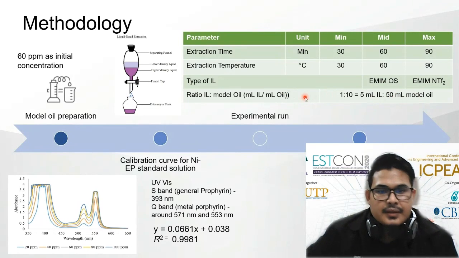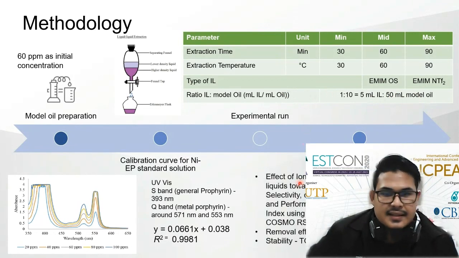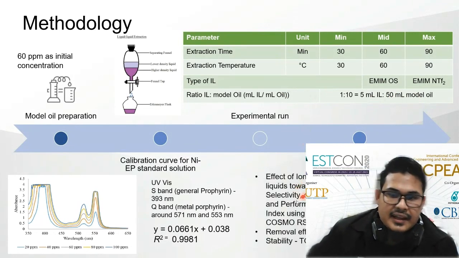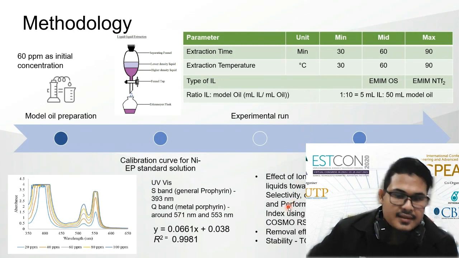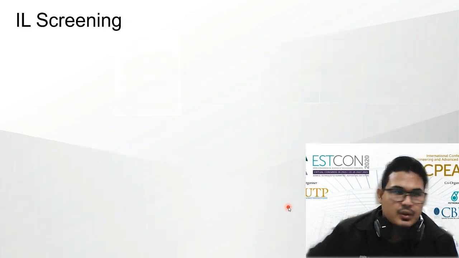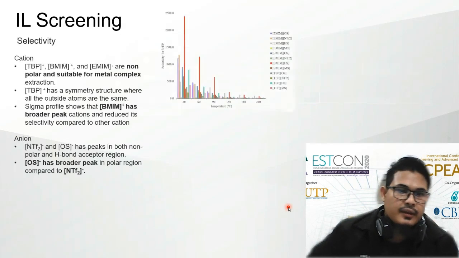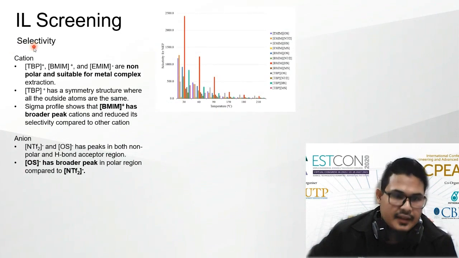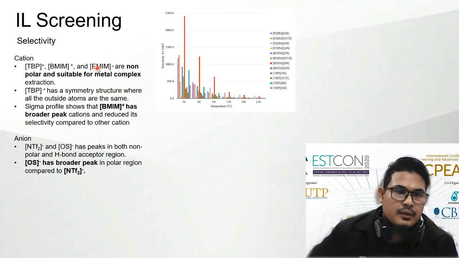Okay. So the results to be discussed are the effect of ionic liquid on selectivity, capacity, and performance index using COSMO-RS, the removal efficiency, and also the stability in TGA. If we look into the screening of ionic liquid, you can see that in selectivity, the cations that will be tested are TBP, tetrabutylphosphonium, BMIM, and IC4PEAM. All of these are suitable for metal complex due to their non-polar characteristic. However, TBP shows better potential due to its symmetric structure where all the outside atoms are the same.